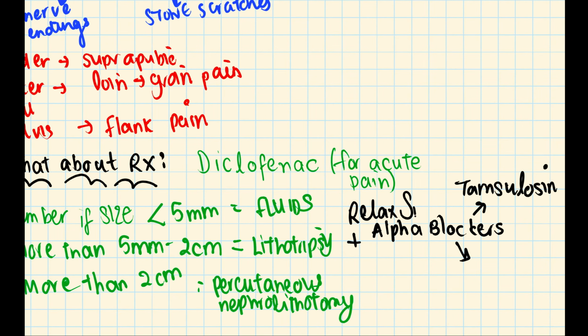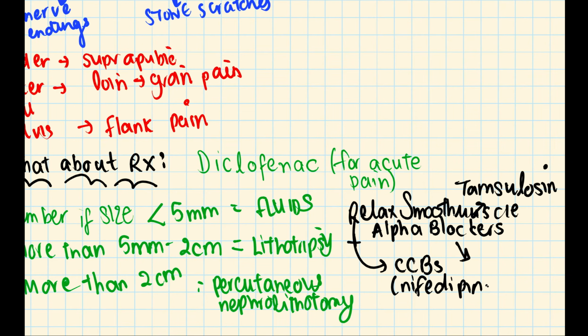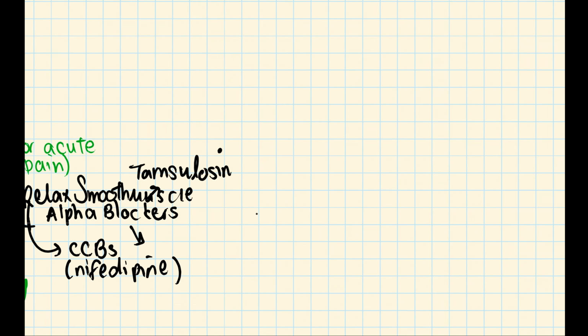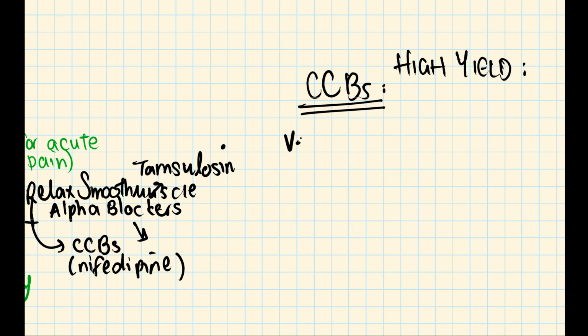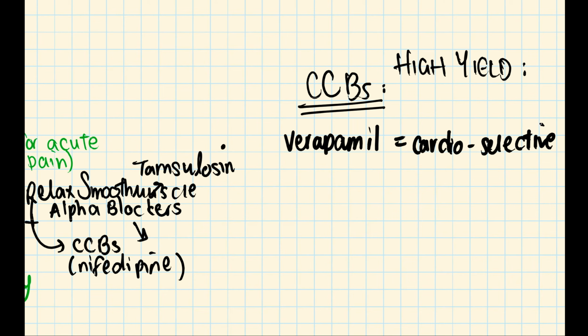Remember, calcium channel blockers also relax the smooth muscle. The ones that relax the smooth muscle are the ones that end in dipine, right? Remember that nifedipine is the most appropriate one here. For the high yield calcium channel blocker drugs, nifedipine can be used to relax smooth muscle, but verapamil is cardio-selective, as is diltiazem.